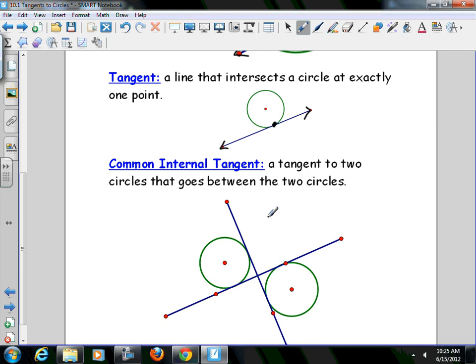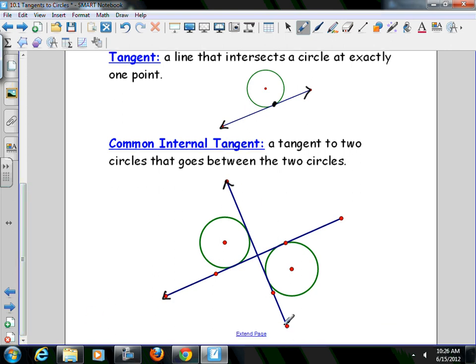A common internal tangent is a tangent to 2 circles that goes between the circles. So you can see we've got these lines here, and here is a tangent to one circle and to the other, and it goes in between them.